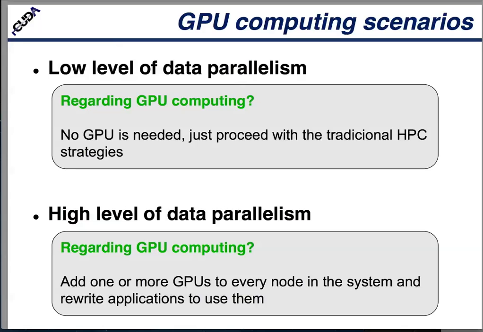For high-level data parallelism, we have code that has a good ratio between data transfers and GPU execution, and in the GPU kernel you have a lot of data parallelism. We think that the only thing to do is to add all the GPUs you can in each node and use these GPUs. In these two scenarios, the tool that we are going to present is not useful. In the first one, because no GPU is needed, and in the second one, because the actual architecture of the supercomputer using GPU computing is good enough.